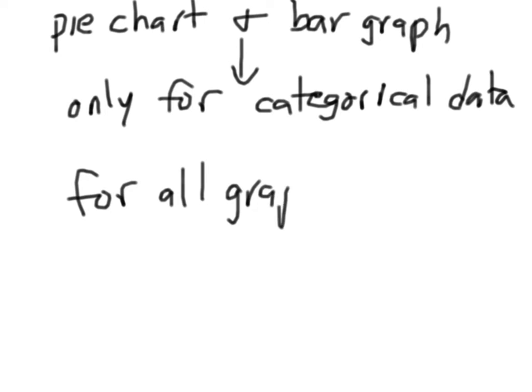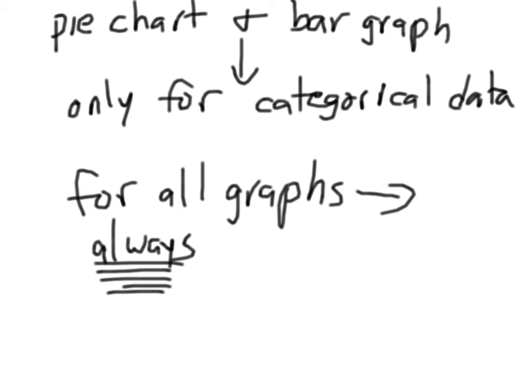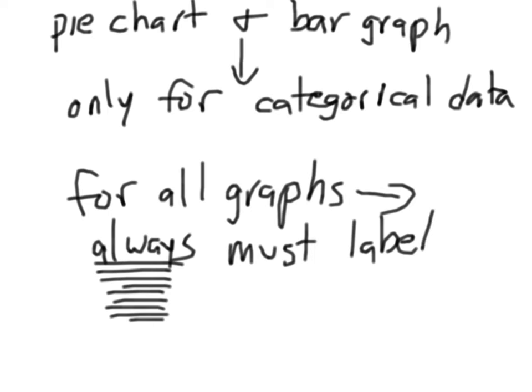One thing that's going to be important for all graphs on the AP exam is you always, and that's a lot of always, must label your axes. That's a common way to lose a point on one of the AP stat tests: to forget to label your axes.